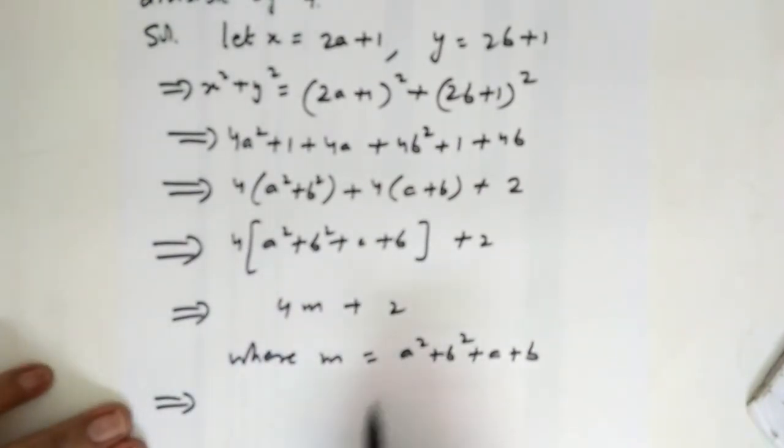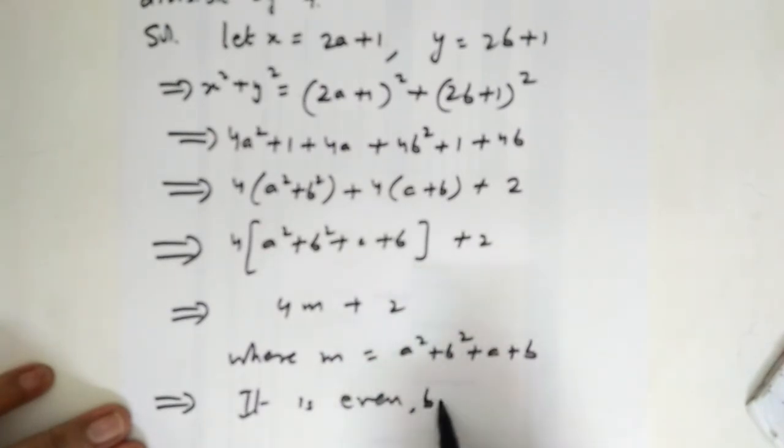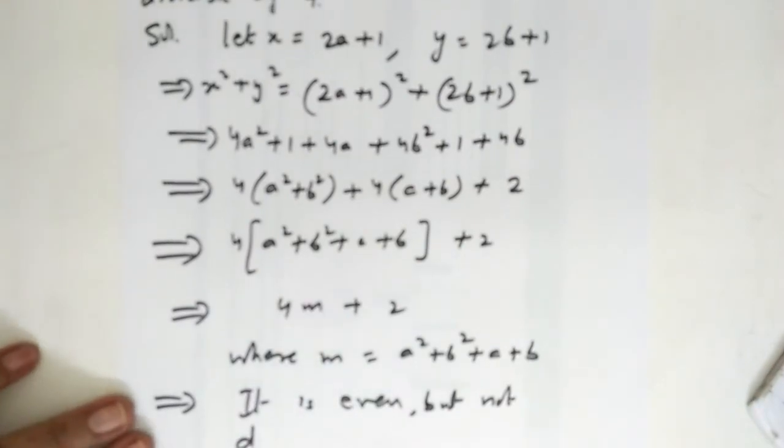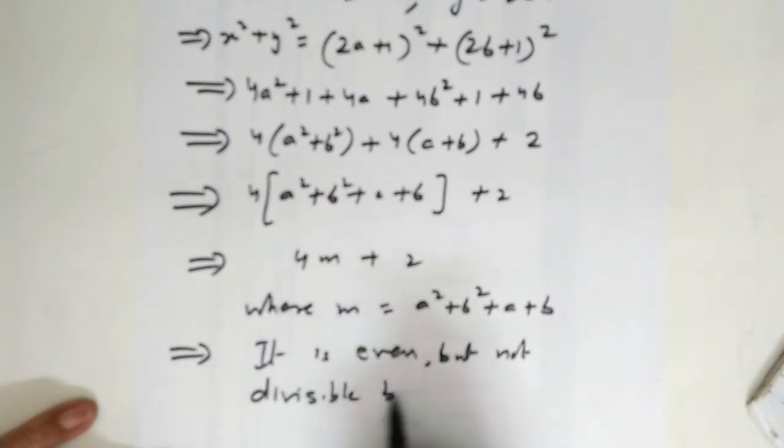It is even, क्योंकि ये 4 है, ये 2 है, but it is not divisible by 4 because this is 2. यहाँ से हमें पता लग गया it is even but not divisible by 4. Hence proved.